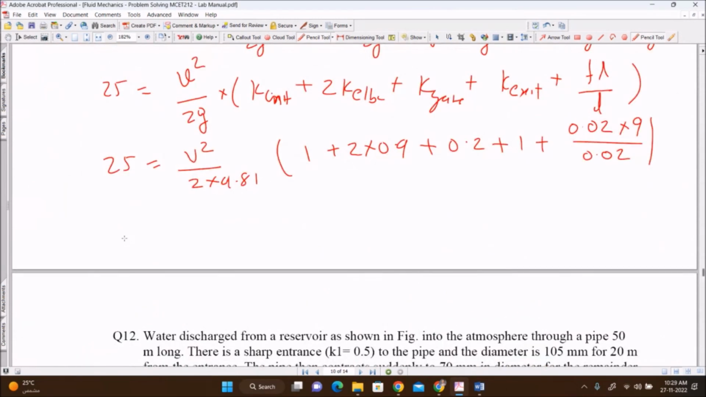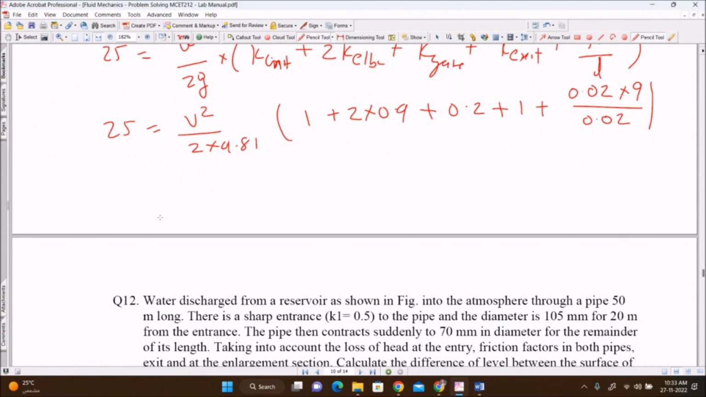So solve this equation and we'll get the velocity V, by solver or we can solve it. 25 is equal to V square divided by 2 into 9.81 into 13. So the total is 13.